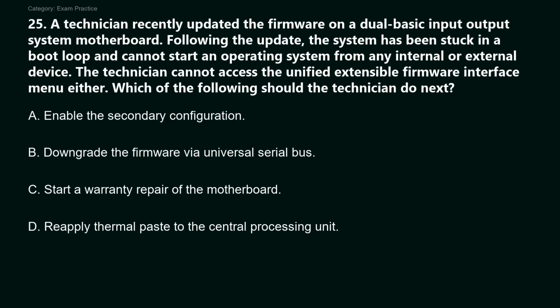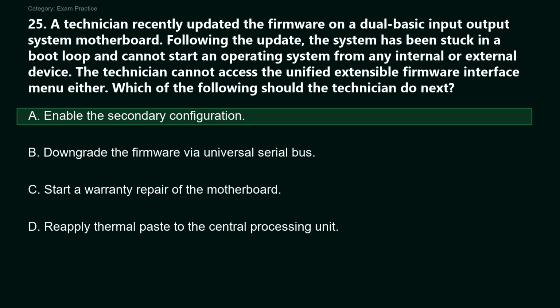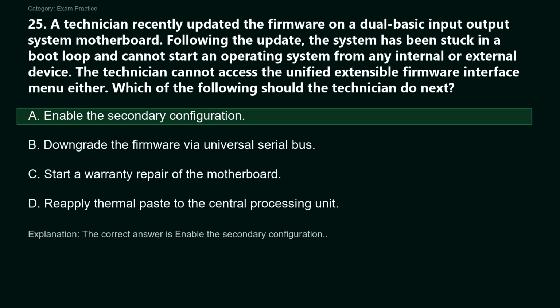Question 25. A technician recently updated the firmware on a dual basic input-output system motherboard. Following the update, the system has been stuck in a boot loop and cannot start an operating system from any internal or external device. The technician cannot access the unified extensible firmware interface menu either. Which of the following should the technician do next? Option A, enable the secondary configuration. Option B, downgrade the firmware via universal serial bus. Option C, start a warranty repair of the motherboard. Option D, reapply thermal paste to the central processing unit. The correct answer is option A, enable the secondary configuration.